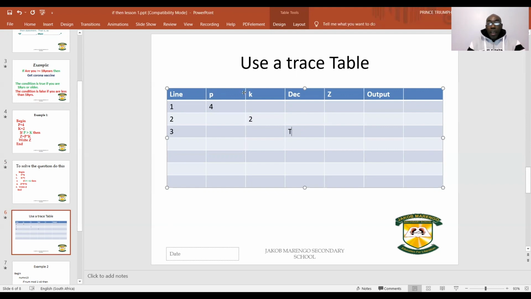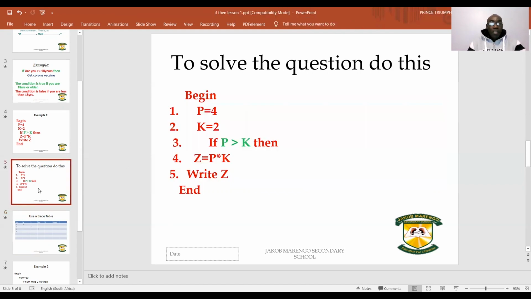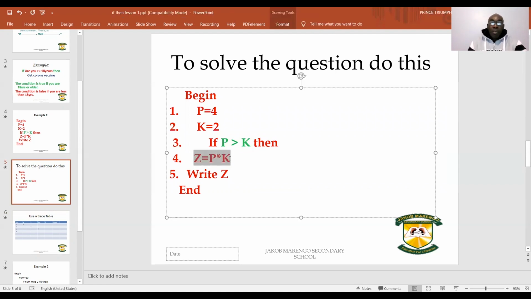Okay, so on top, I have my variables already. So I go to line 4. Line 4 says Z is equal to P multiplied by K. We are going to carry out the instructions in line 4 because this is true. Had this been false, the expression that comes after the then would be ignored. But because this is true, we are going to do this.